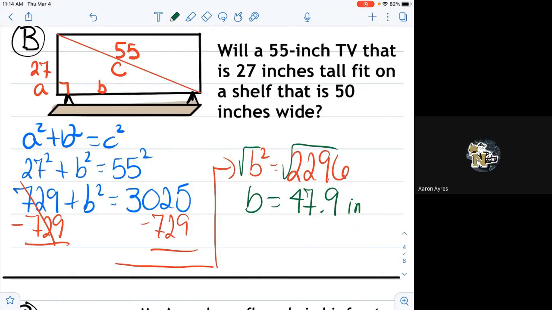Yes, it will stay on the shelf. Okay. Does the TV fit on the shelf? How long is it? How wide is it? 50 inches. The shelf's 50. The TV's 47.9. It should fit. It's just right. An inch on each side for extra measure, right? Okay, so it's good to go.